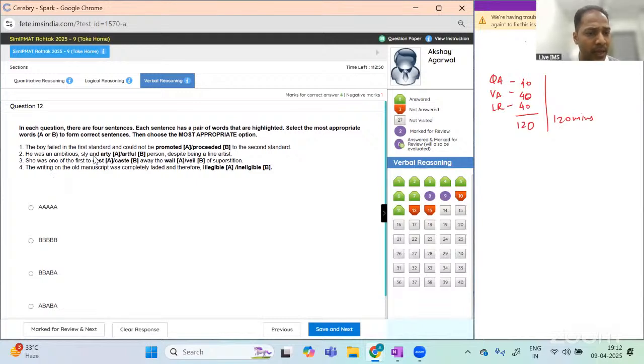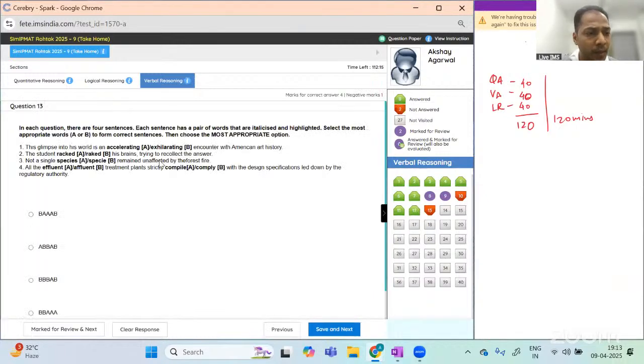He was an ambitious, sly, and artful or arty person despite being a fine artist. Third, this is both A's only, this one. She was one of the first to cast away the veil of superstition. Yes, I think it's all A's. Answer is option A. The writing on the old manuscript was completely and therefore illegible. Yes, it's all A's. Moving on.